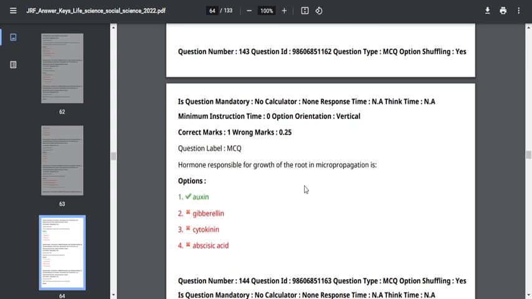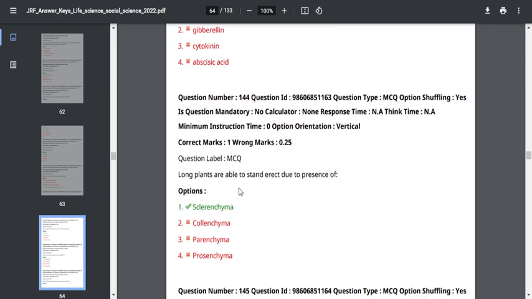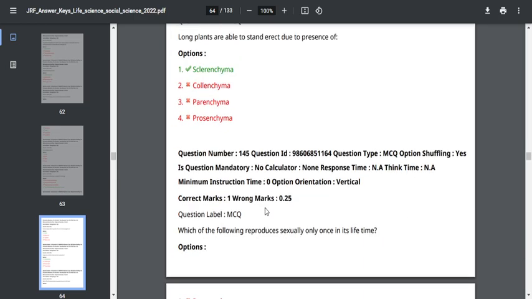The hormone responsible for root formation is auxin, whereas cytokinin is used for shoot formation, abscisic acid is used for stress responses, and gibberellin is used for germination, senescence and flower development. Tall plants are able to stand due to the presence of sclerenchyma, because sclerenchyma provides mechanical support as well as strength to the plant due to the presence of lignin. Sclerenchyma is generally present in non-growing organs of the plant like bark.